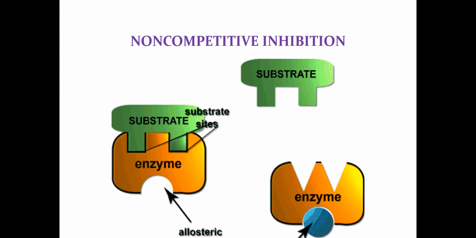Now the second type of reversible inhibitors are non-competitive inhibitors. Non-competitive inhibitors are those in which the inhibitor attaches to the allosteric site, not directly to the substrate site of the enzyme, but to the opposite side, the allosteric site of the enzyme.